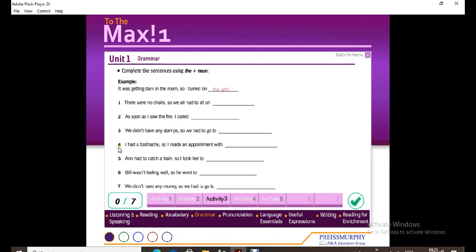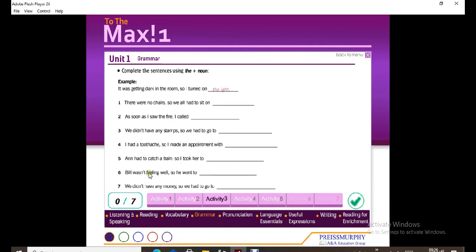Now, go to number 4. I had a toothache, so I made an appointment with whom? With the doctor. I made an appointment with the doctor. Let me go to number 5. Anne had to catch a train, so I took her to. Where do we catch the train from? So I took her to the train station. I took her to the train station.